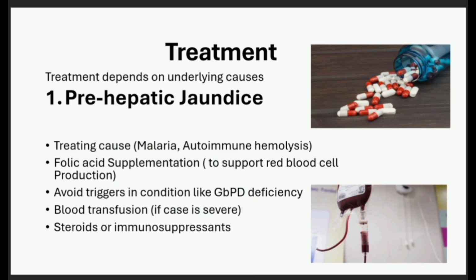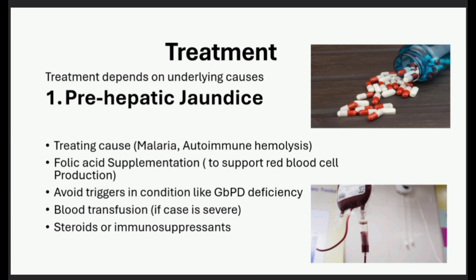Treatment of jaundice. Its treatment depends on the underlying cause. Firstly, treatment of pre-hepatic jaundice. These are treating the cause, for example, malaria, autoimmune hemolysis. Folic acid supplements, which are used for supporting red blood cell production. Avoid triggers in conditions like G6PD deficiency. Blood transfusion, if the case is severe.